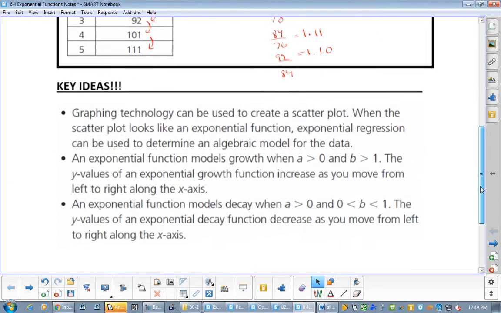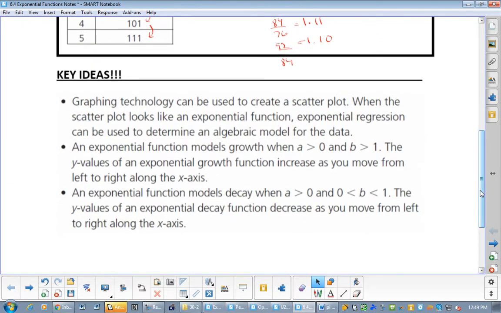So we're going to get on to what we're doing today. Now, remember this. Y equals AB to the X. What does A always stand for? Y-int. What does B always stand for? The base. Yep. What does the base always represent? That's my growth or decay factor, right?